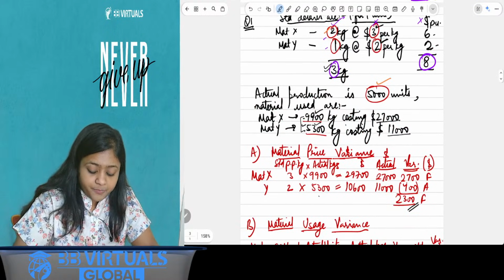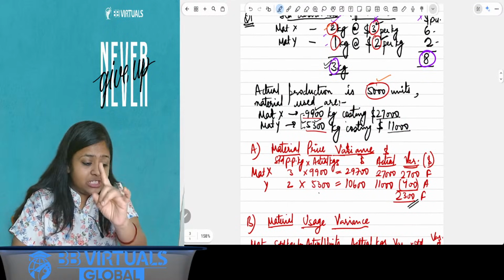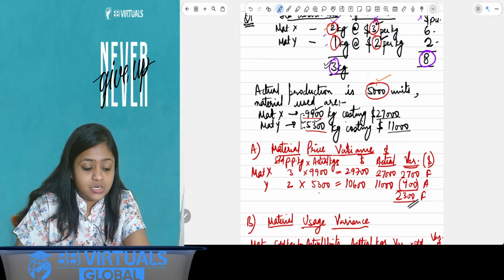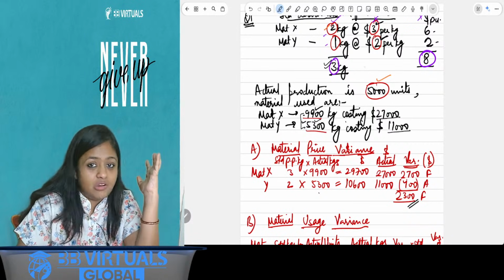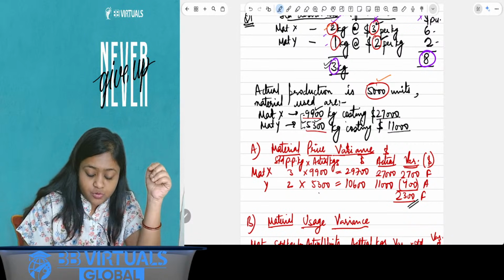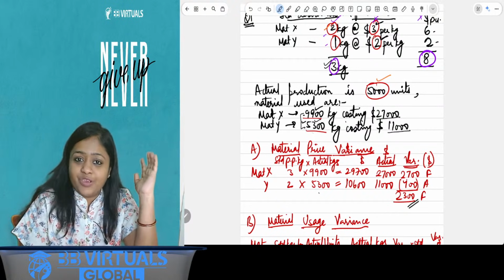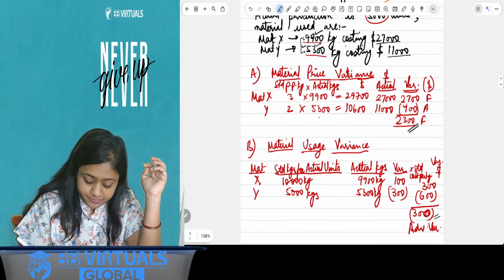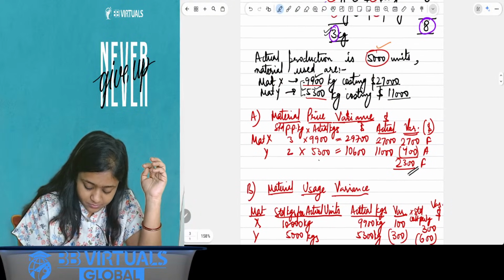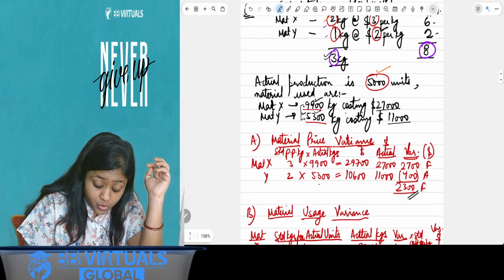Material Y, we require 1 kg to make 1 unit. Total 5,000 units are to be made. So we have 5,000 kgs. Actually, we have used 5,300. We have used less. It's a favorable variance. No, actual is more. Sorry, my bad.